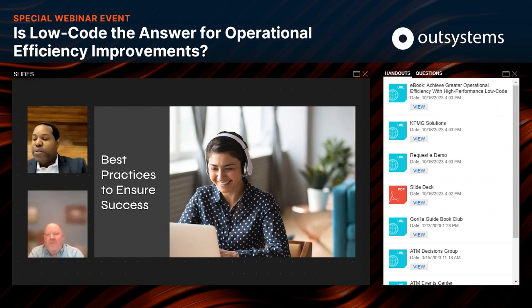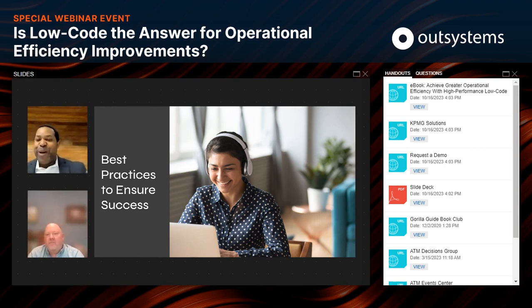And I would also add, and maybe sort of turn the question back over to you, Dan, from your perspective, what are you seeing with OutSystems and high performance low code? And do you see it coexisting with other technology?